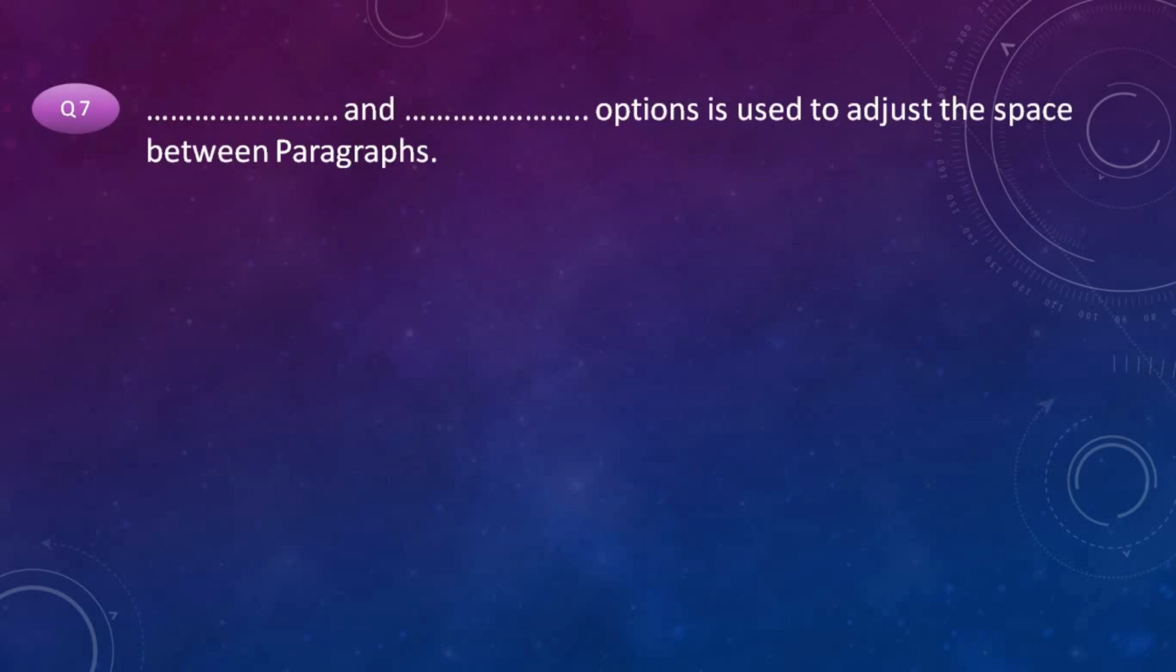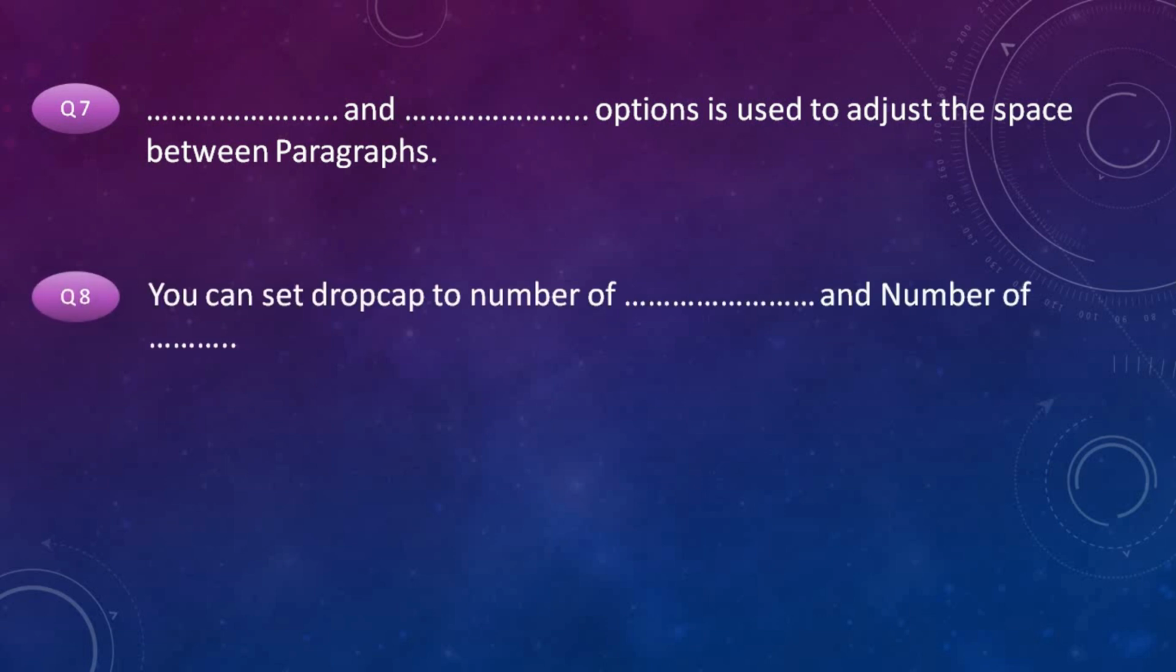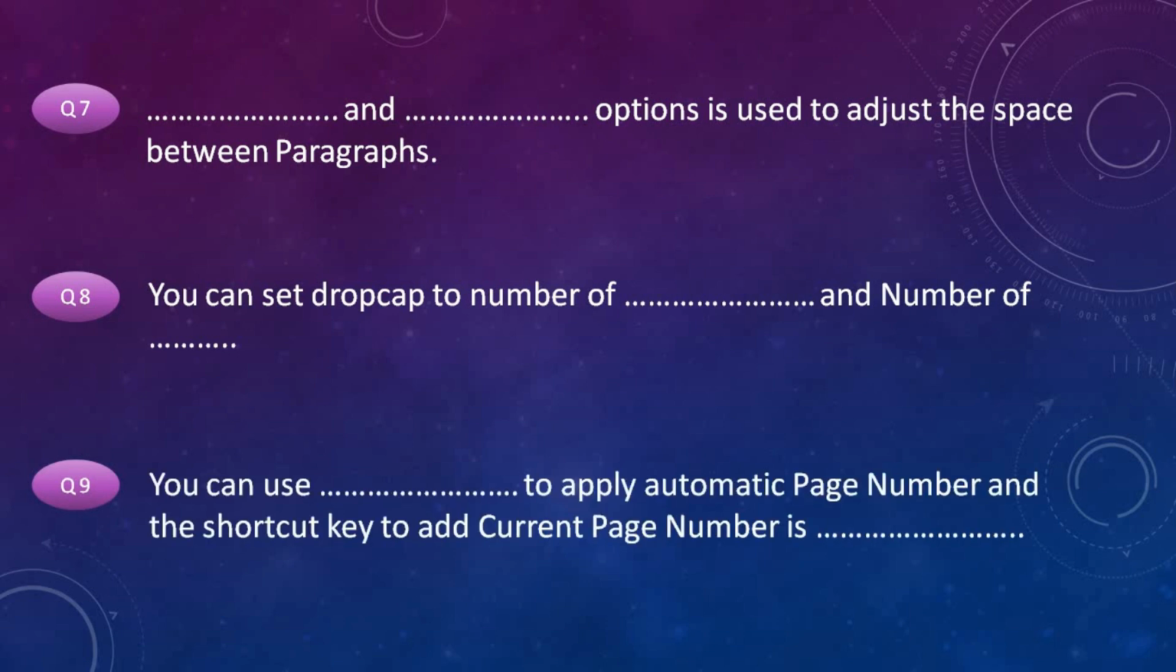Dash and dash options is used to adjust the space between paragraphs. Next one, you can set drop cap to the number of dash and number of dash. You can use dash to apply automatic page number and the shortcut key to add current page number is dash.